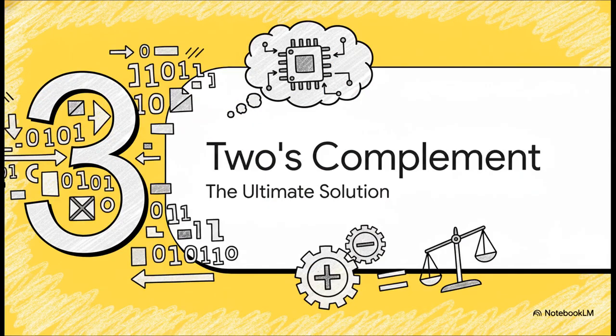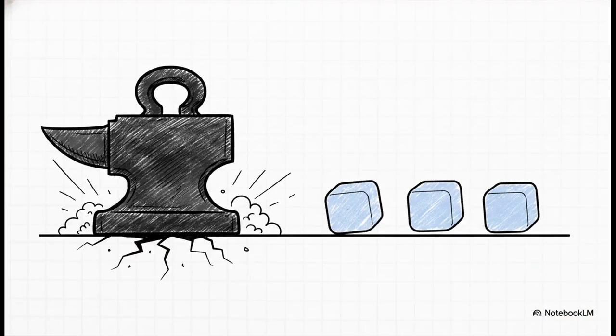Which brings us to Section 3. Understanding 2's complement, the ultimate solution. Here is where it gets genius. In 2's complement, the leftmost bit, the most significant bit, or MSB, is no longer just a dumb sign label. It actually holds a true mathematical negative value. So if you have an 8-bit number, the standard column weights from right to left are 1, 2, 4, 8, 16, 32, and 64. But that final left column, it doesn't represent positive 128 anymore. It actually represents -128. This mathematically grounds the entire system.